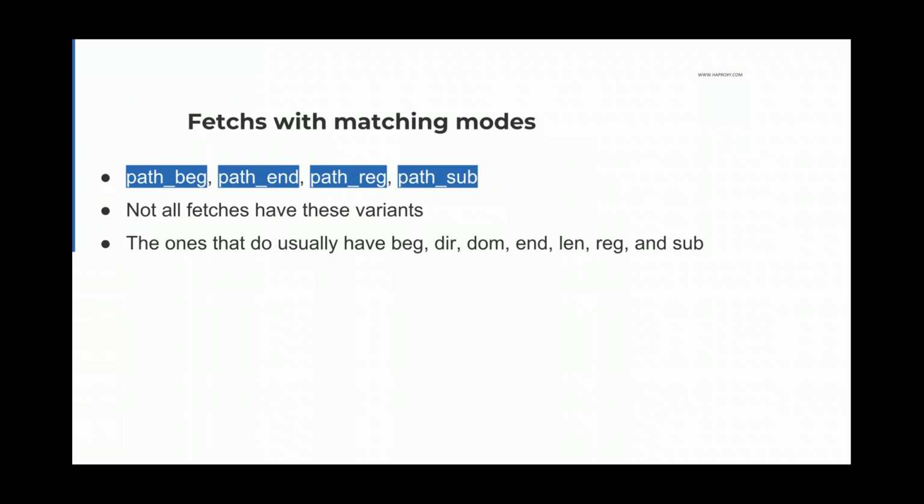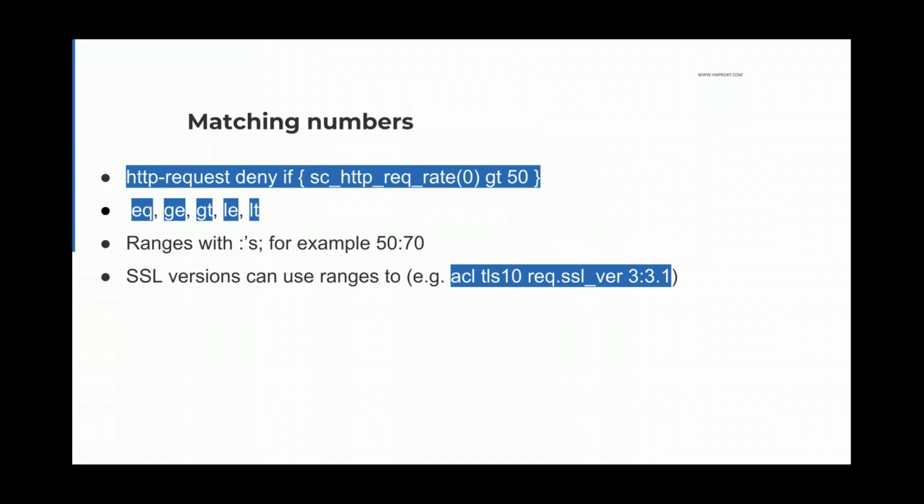But you can still do matching modes using -m as needed. You can match numbers with ACLs using another type of command. So if you want to detect if the rate is greater than 50, you just put the fetch followed by any converters and then gt and then 50 to detect if it's greater than 50. You can use eq for equality, ge for greater than or equal to, gt for greater than, le for less than or equal to, or lt for strictly less than. You can also specify a number range with colons.